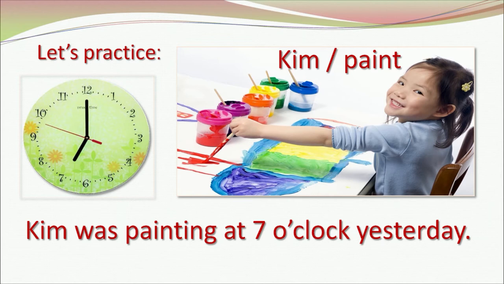Let's practice. Can you see the picture? You should make a sentence in the past continuous. For example, Kim was painting at 7 o'clock yesterday. In the clock, you can see it shows that it was 7 o'clock yesterday. Kim was painting at 7 o'clock yesterday.